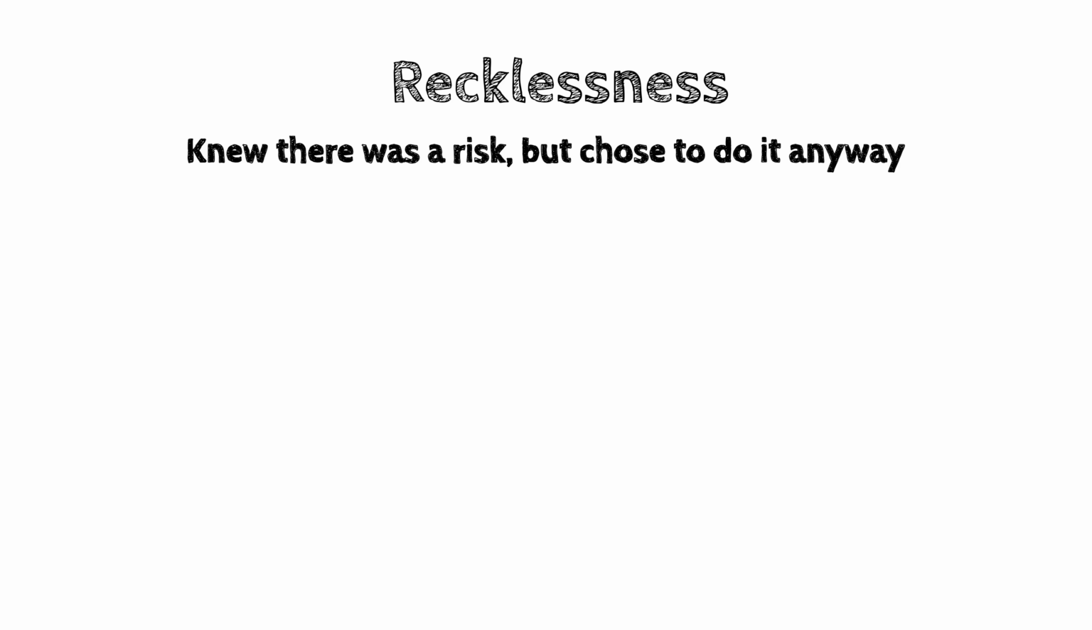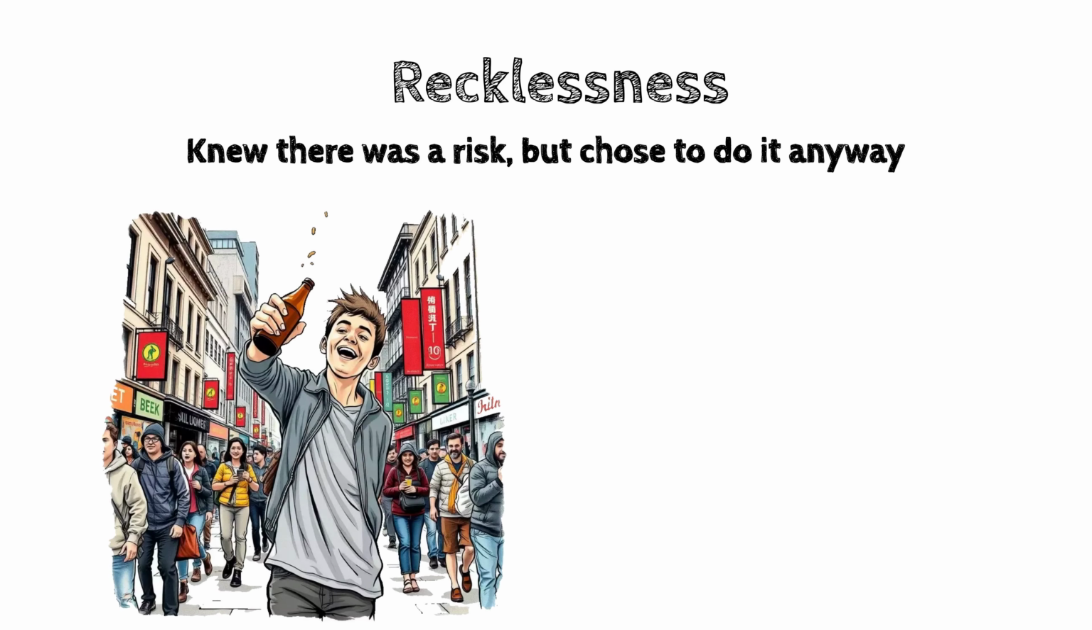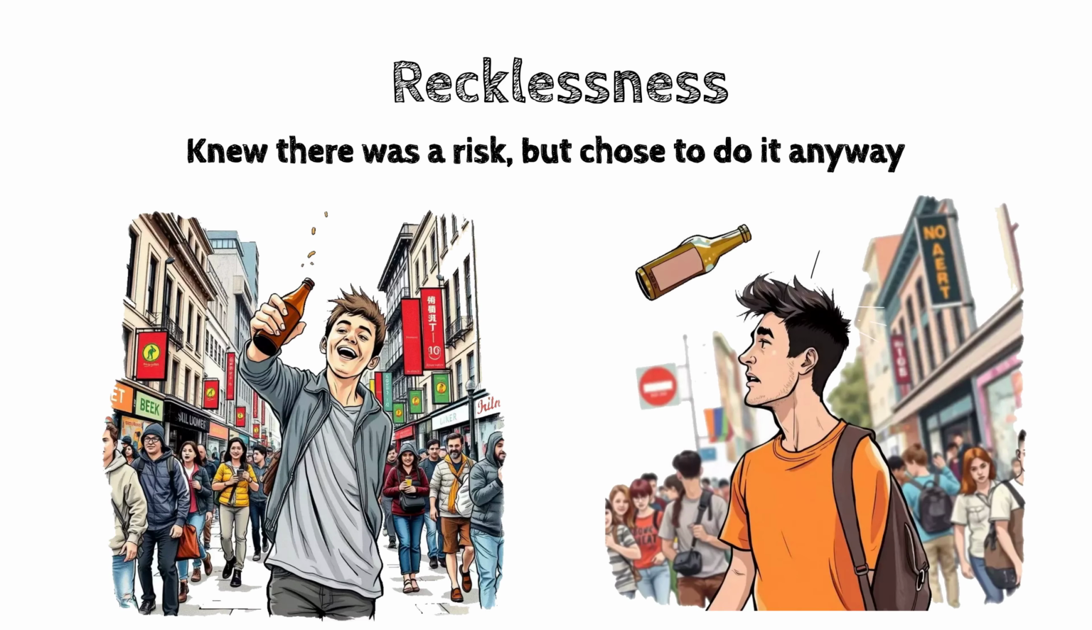Now that we have gone through intent, let's move on to recklessness. Recklessness means the person knew there was a risk, but chose to go ahead anyway. They didn't mean to cause harm, but they didn't care enough to avoid it. Example, Sam throws a bottle into a busy street. He doesn't aim at anyone, but knows someone could get hurt. If someone is injured, that's reckless assault.